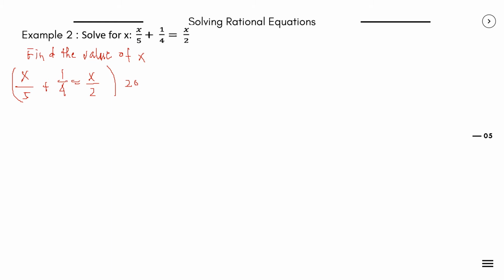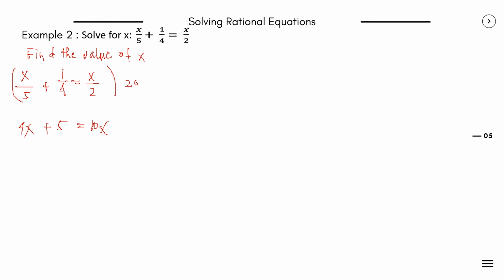Okay? So, let's start with x over 5. So, 20 divided by 5, we have 4. So, 4 times x is 4x. Plus, 20 divided by 4, that will be 5, times 1 is 5. Is equals to 20 divided by 2, that's going to be 10 times x. So, 10x. Okay, so na-eliminate natin yung mga denominators nila. So, isang buong equation, hindi na siya rational, equation na lang siya or polynomial, okay?